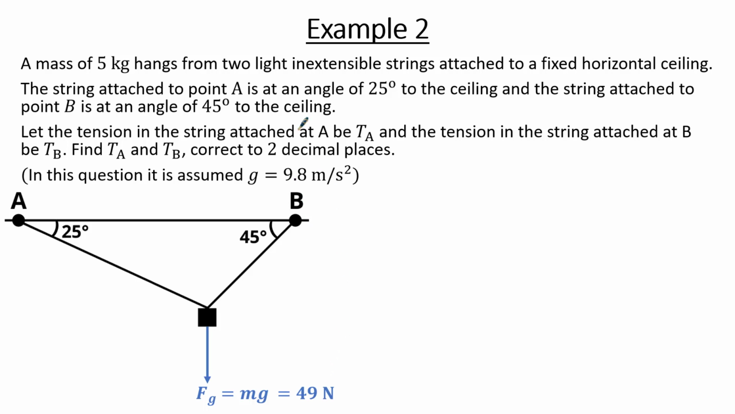If we just look at the question, we're told that the 2 strings are light and inextensible. So this is very important. What does that mean? Well, if the string is light, it means that it has no mass, and inextensible means that if you stretch the string, it doesn't increase in length. So in terms of the forces, it means that the tension force throughout each string is constant. And the tension force then pulls this string, so it acts in this direction in string A. So this is TA. And similarly in string B, it acts in this direction, so this is TB.